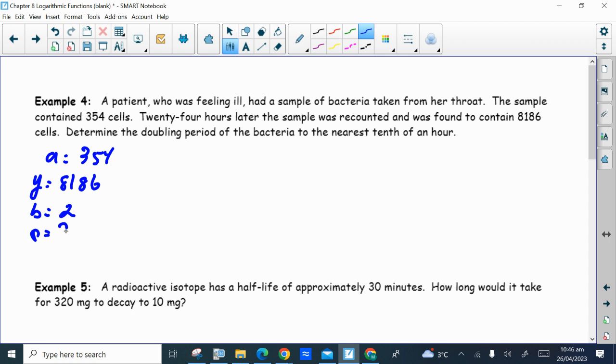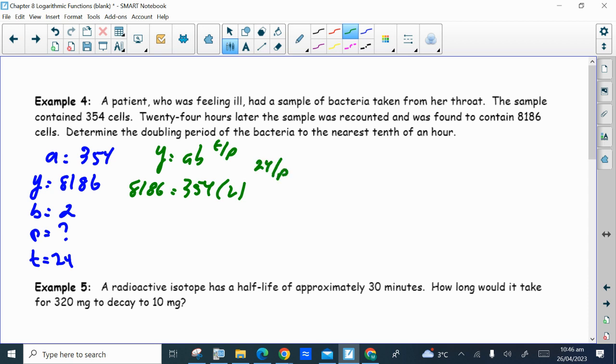We want to find out what the growth period is. And the time that has elapsed here is 24 hours, because 24 hours later, the sample was recounted. So that is how long the bacteria has been growing. So when we plug these all into our formula, y equals a times b to the power t over p, the amount at the end is 8186. The amount at the beginning was 354. Our growth factor is 2. T is 24. We want to solve for P.